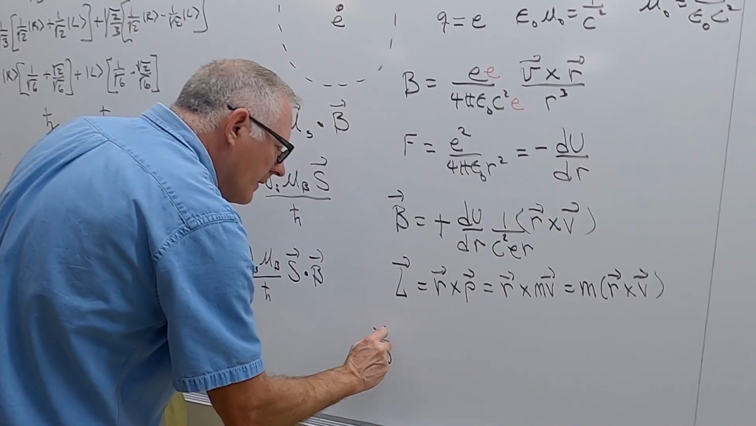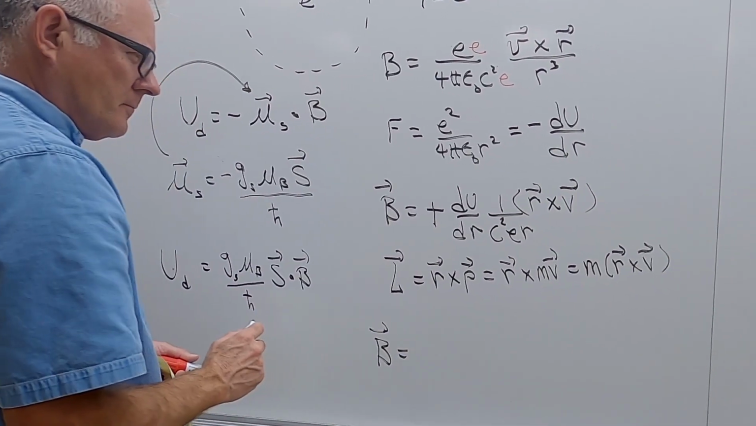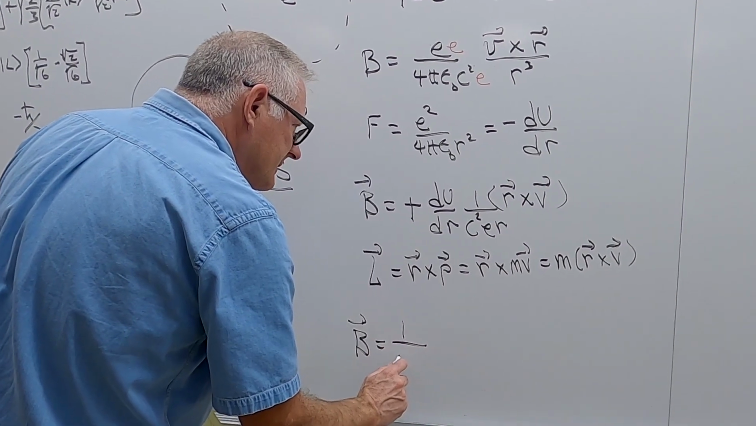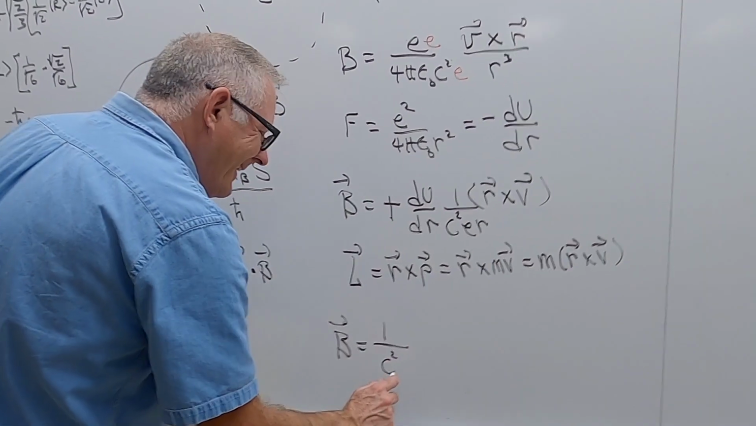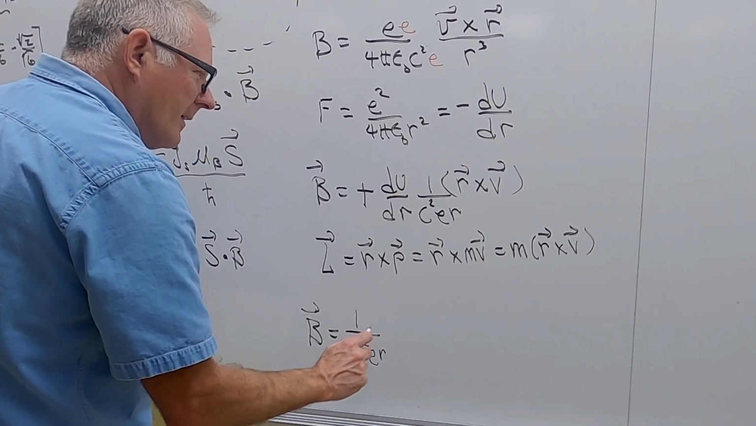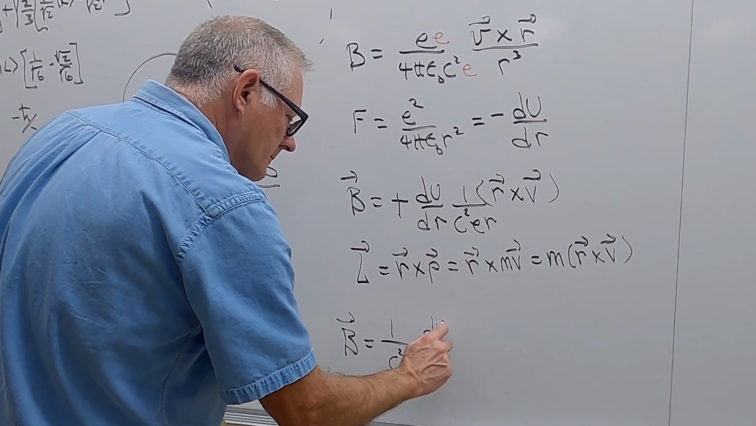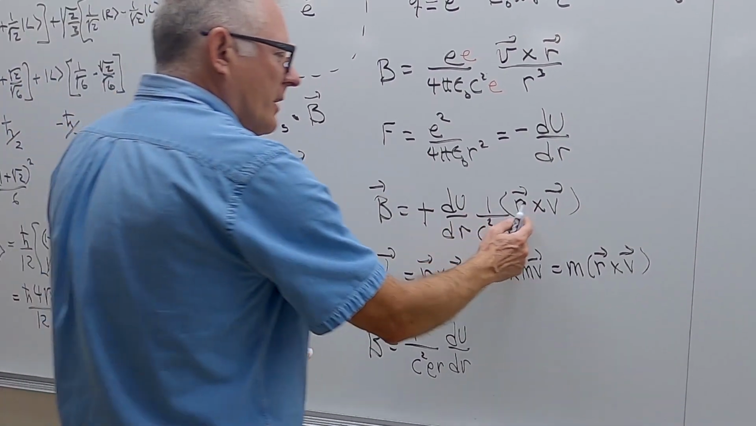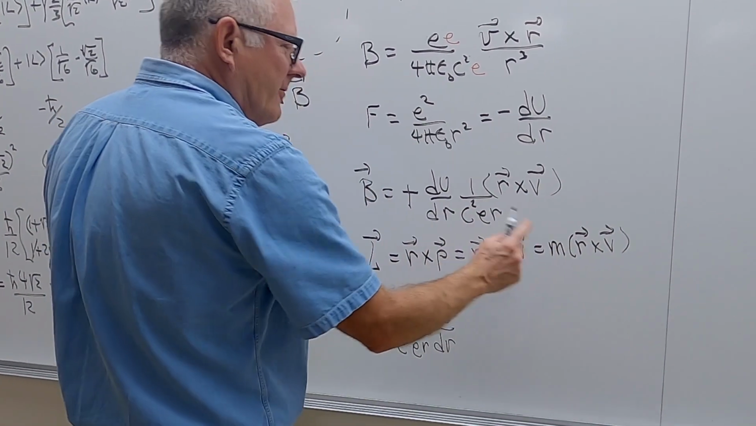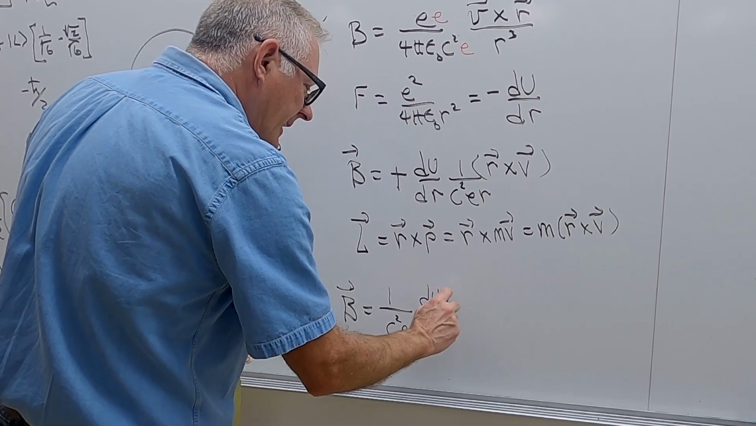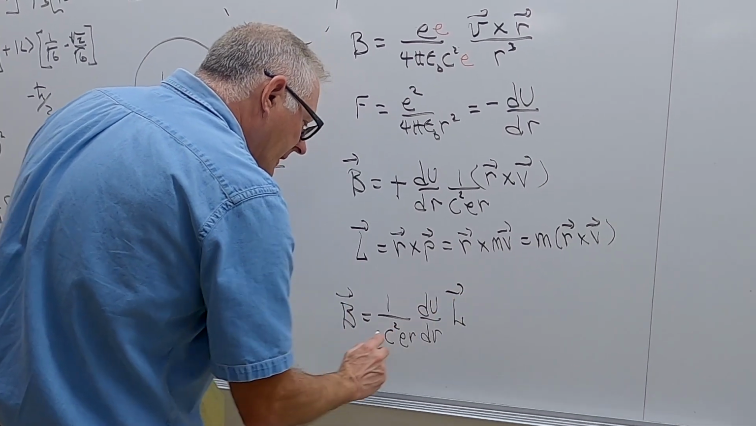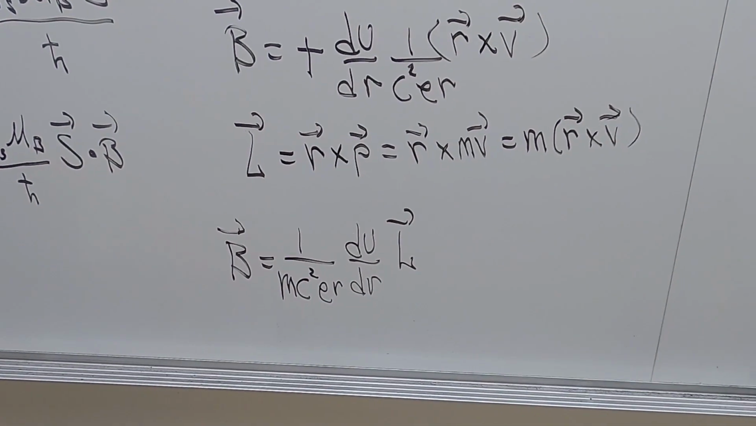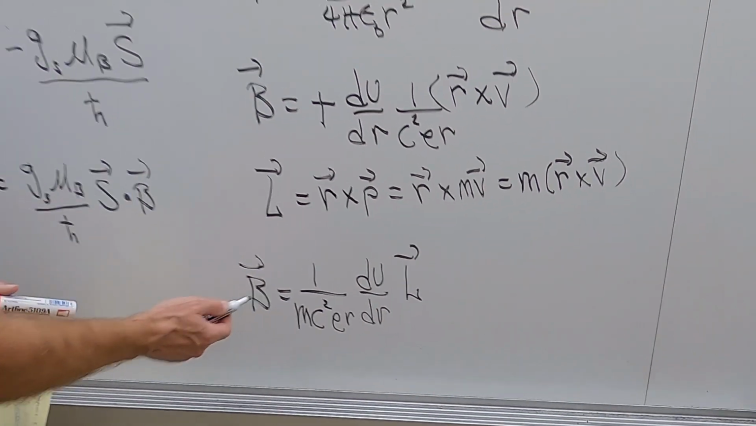B is equal to, I'll put this stuff here first. 1 all over c squared e r dU/dr times r cross v, but r cross v is L divided by m. So we've got an L here, and I'll put the m down below. Oh, that's nice, mc squared. Okay, so this is the magnetic field.